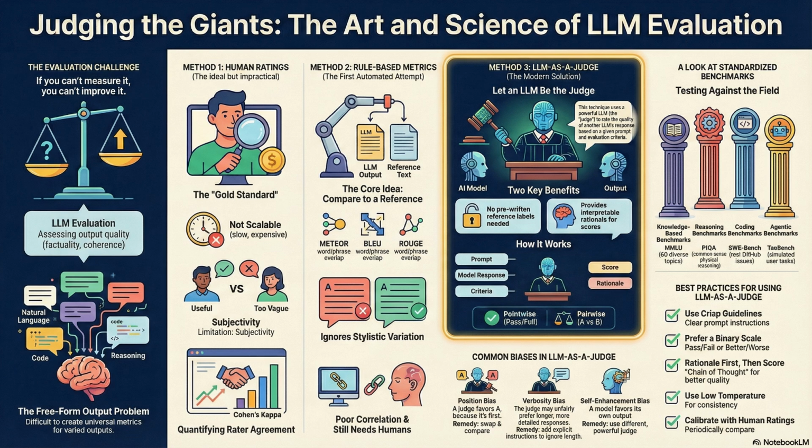Now, we're not talking about system metrics like speed or cost. No, not at all. Our mission today is all about the output quality. So things like coherence, factuality, style. Exactly. For all that free-form text or code or math that these models produce.